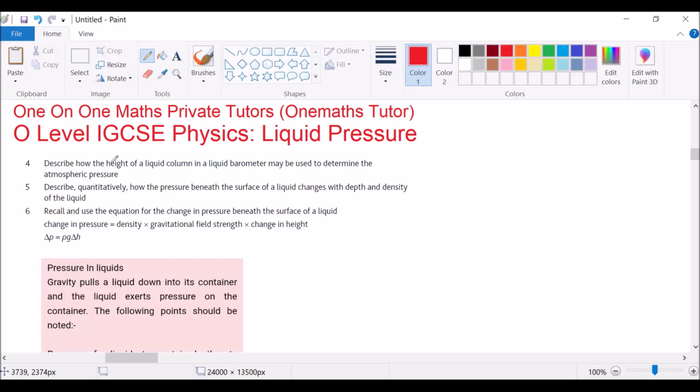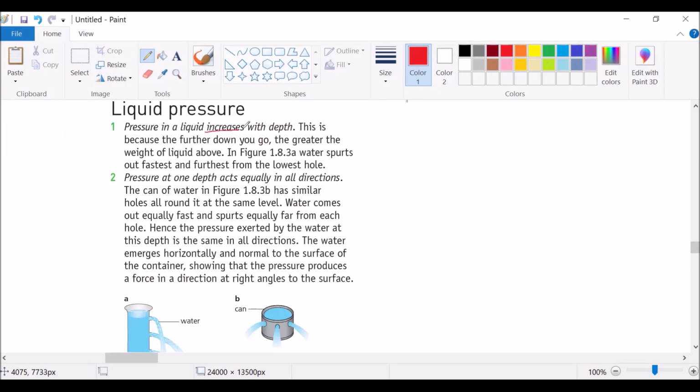Today we are looking at O-Level and IGCSE Physics. The topic is liquid pressure. Pressure in a liquid increases with depth. This is because the further down you go, the greater the weight of the liquid above.